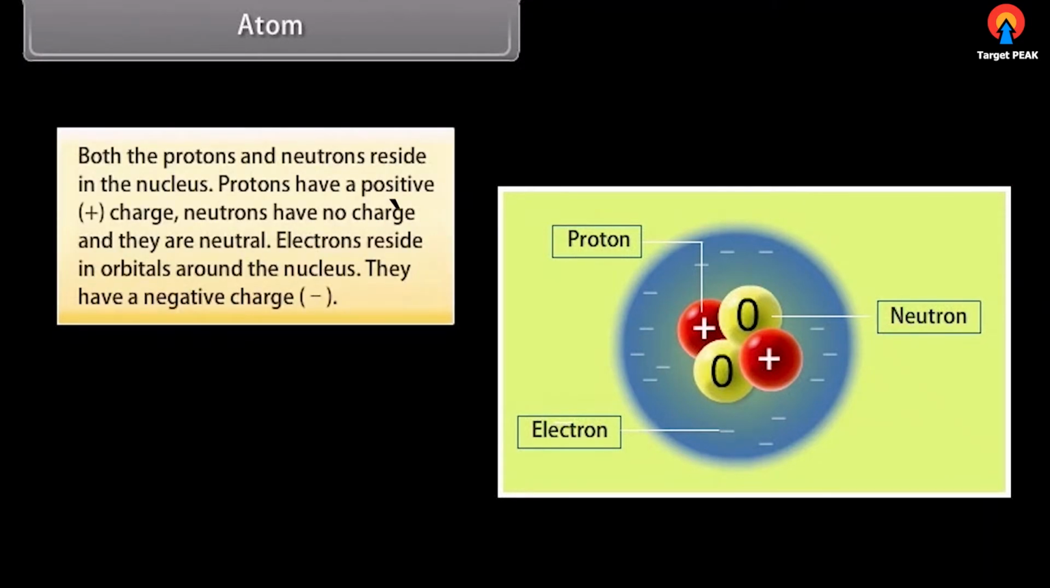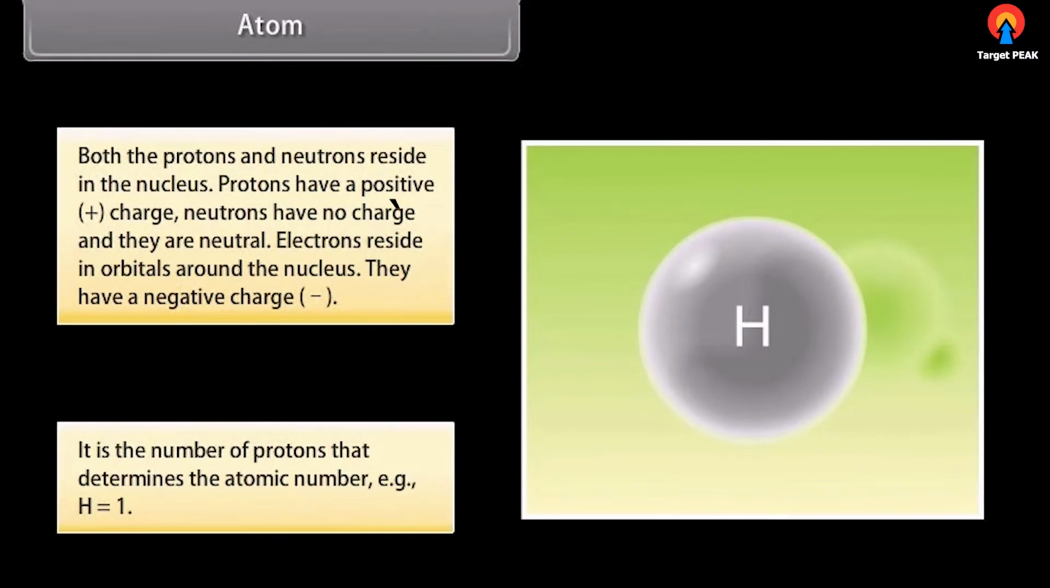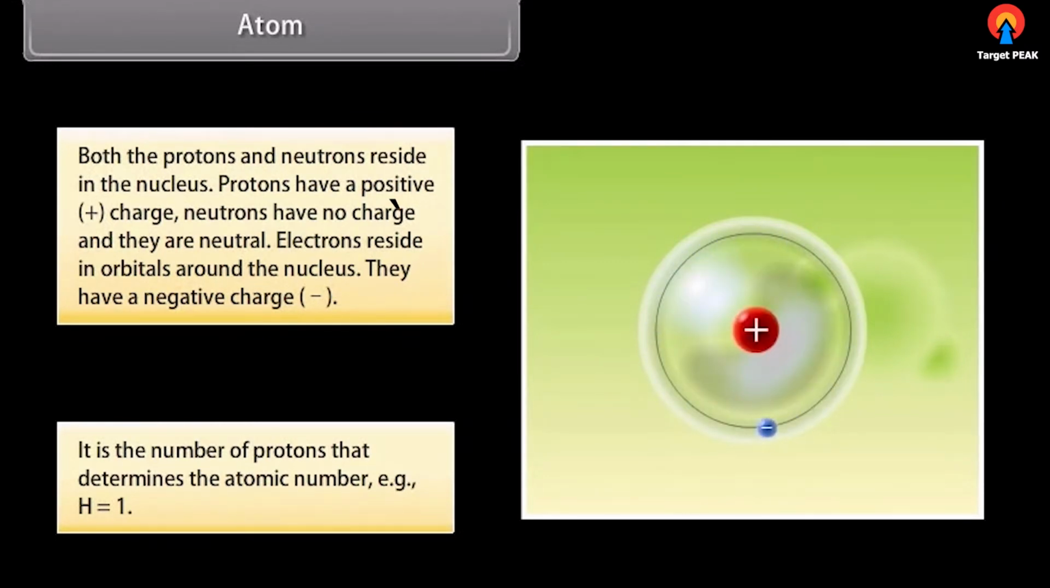Both the protons and neutrons reside in the nucleus. Protons have a positive charge, neutrons have no charge and they are neutral. Electrons reside in orbitals around the nucleus. They have a negative charge. It is the number of protons that determines the atomic number, that is, H is equal to 1.